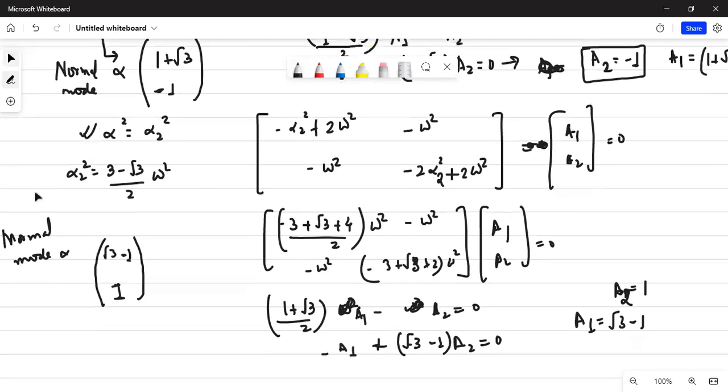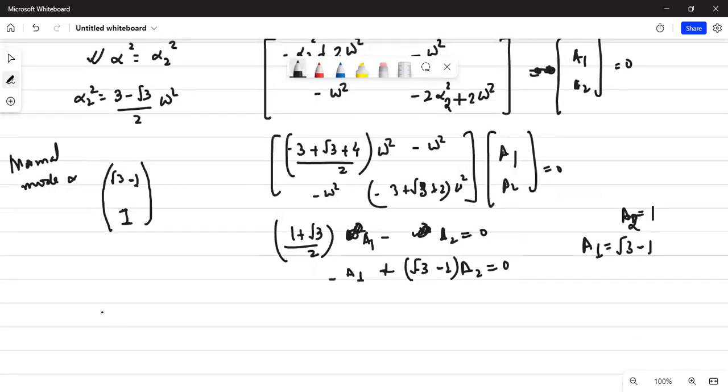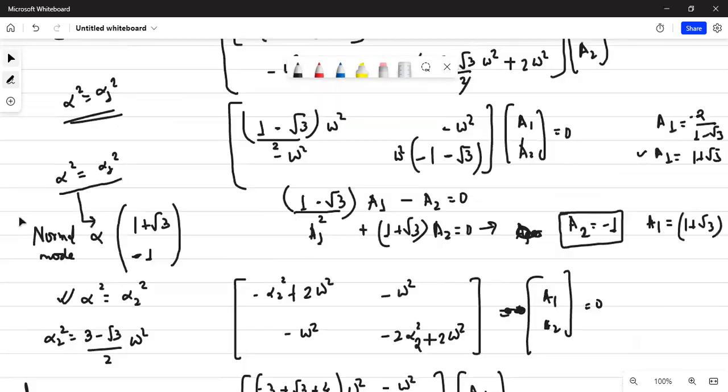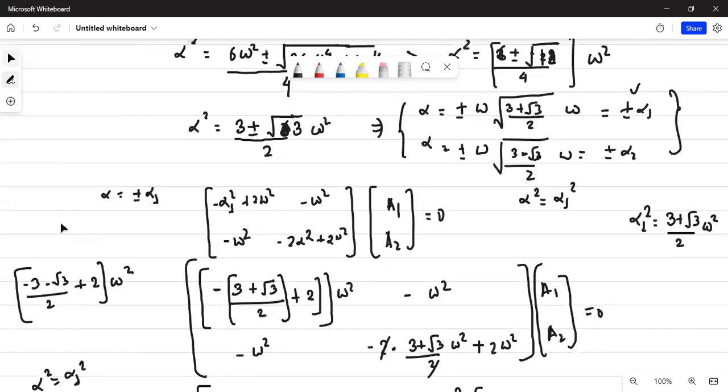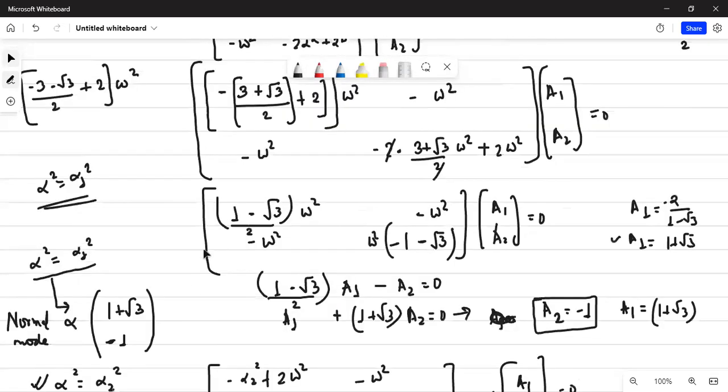So the solutions to x1, x2 would be, I can write, a1 e^(iα1t) plus a1 e^(-iα1t). If you see, there are two roots to it: instead of α you have plus-minus α1, and instead of α you also have plus-minus α2. So accordingly I'll write all these things.